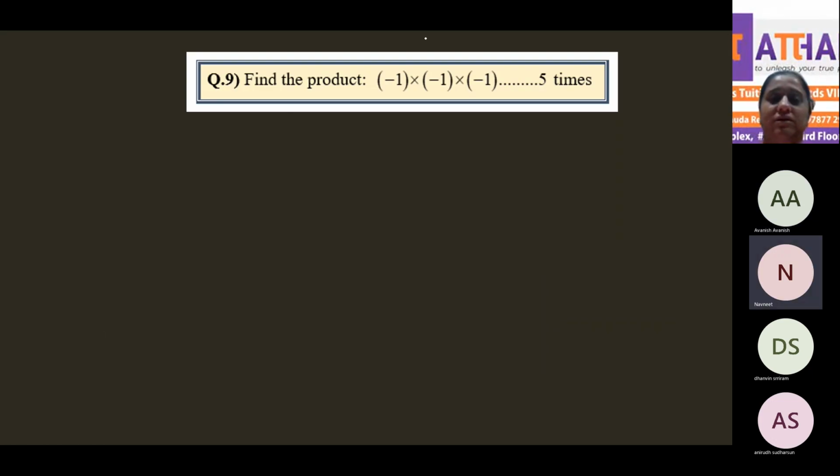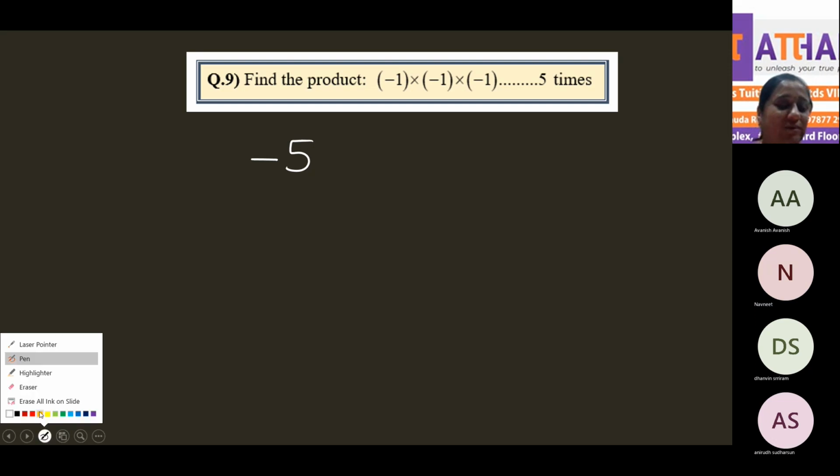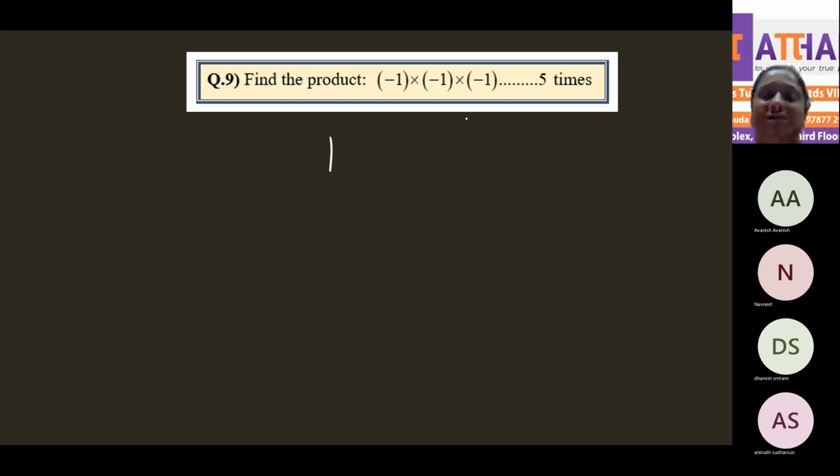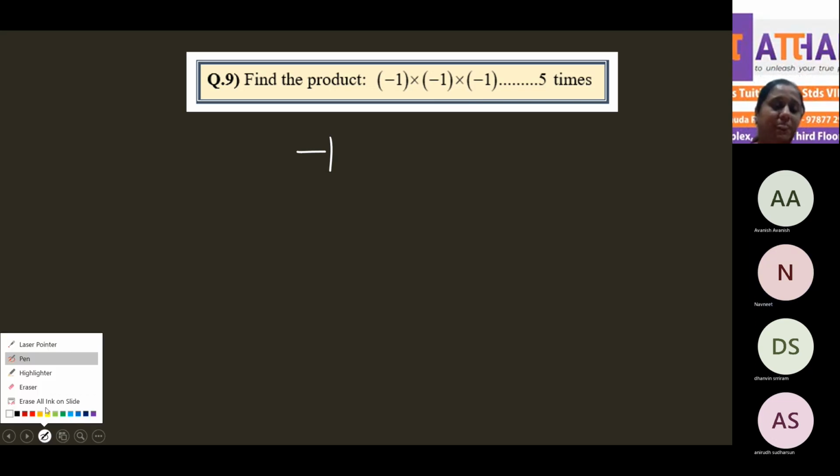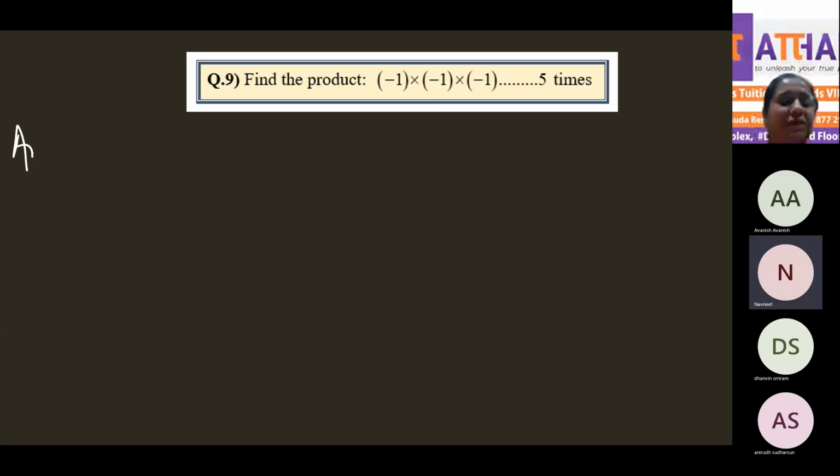So here, when you multiply 1 with itself 5 times, you will get 1. And minus multiplied with itself 5 times will be minus. Sorry, see now, because you all said 1 multiplied with itself 5 times will be 1. And minus multiplied with itself 5 times, an odd number of times, so minus. So the answer is minus 1.